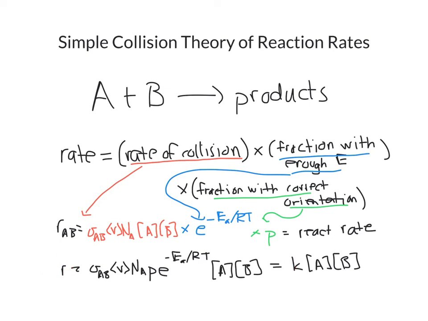It also depends on the size of the molecules that are reacting, because the bigger they are, the more likely they are to collide with one another. And so the larger this cross-section is, the faster the rate of the reaction. And then, of course, it depends on the orientation, and so I have to multiply by this orientation factor P that tells me what fraction of the molecules have the right orientation to undergo that reaction.